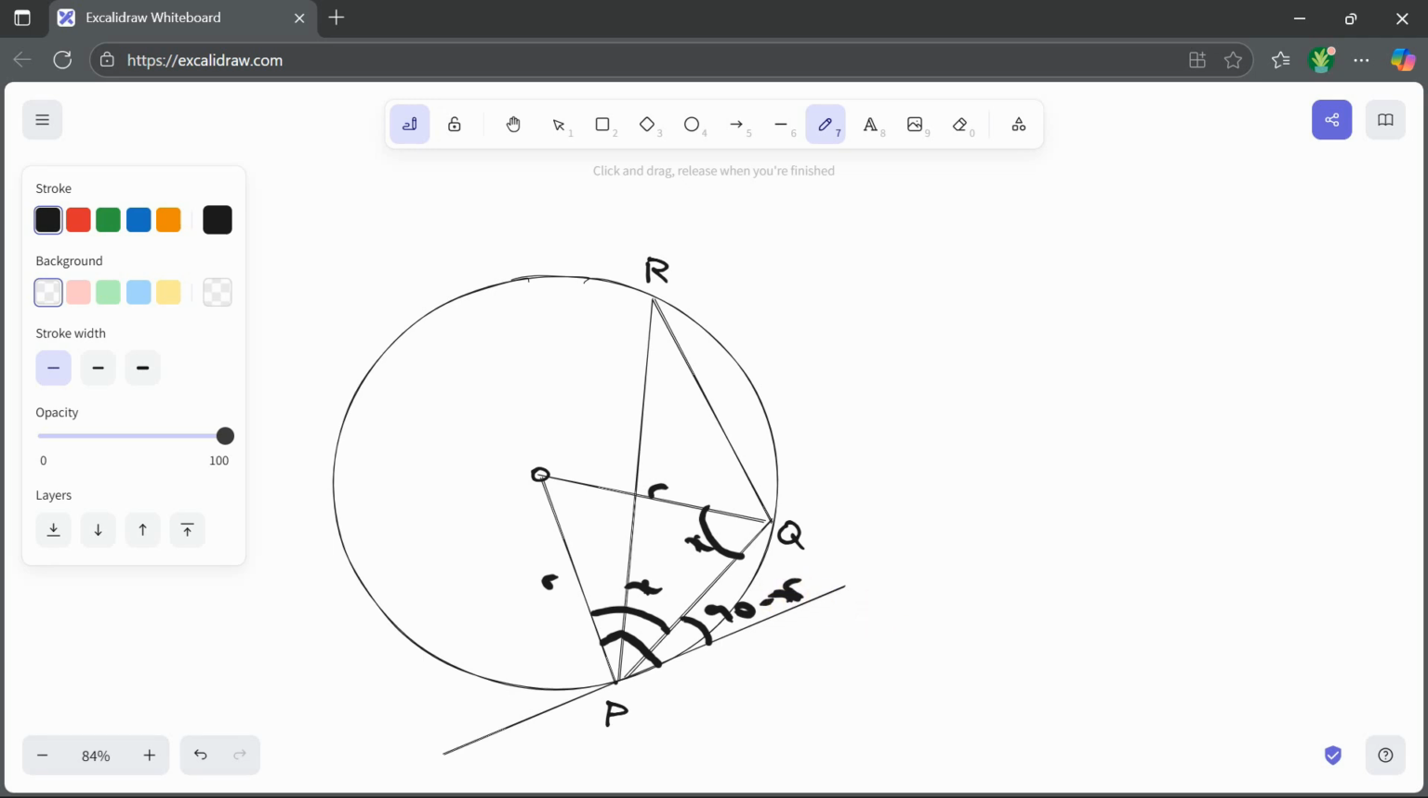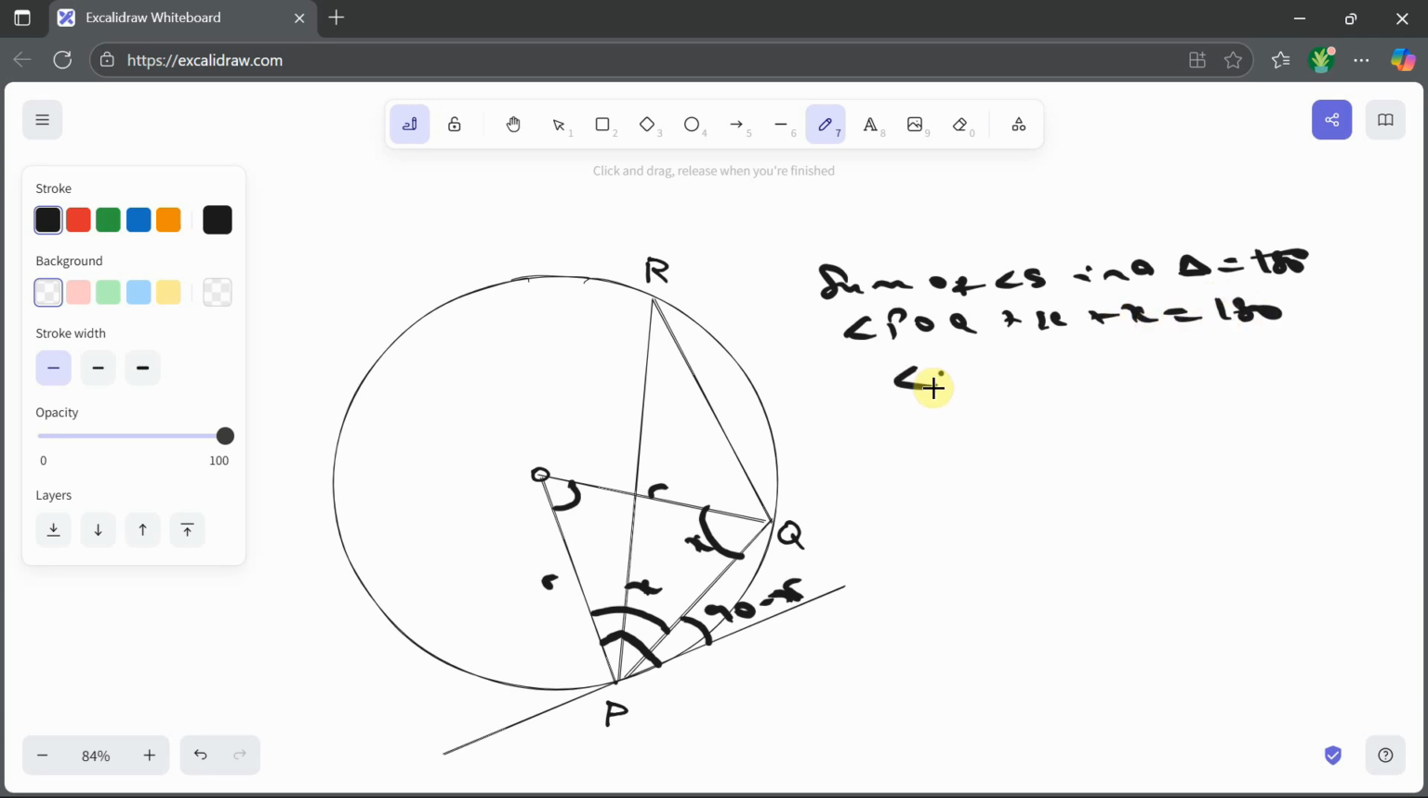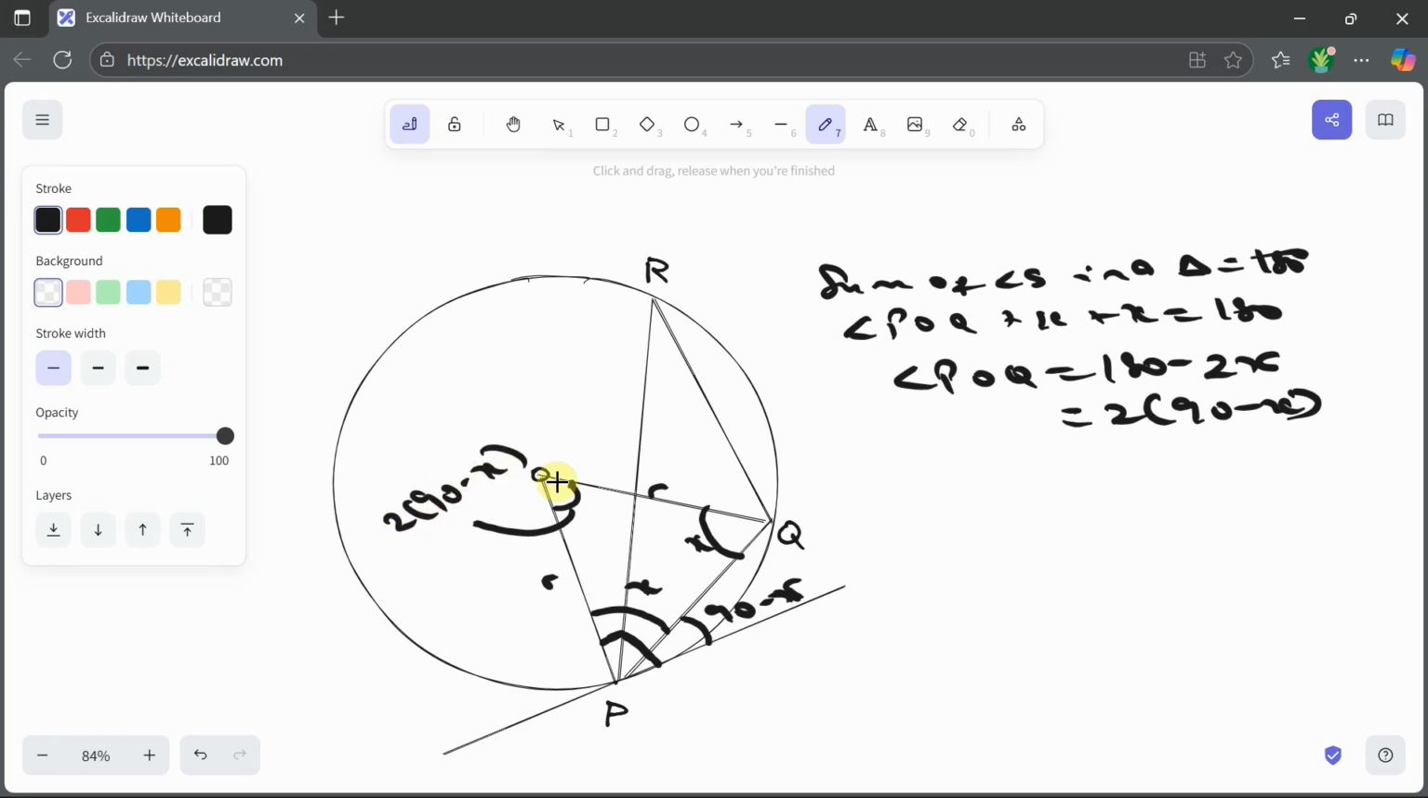Let me make that clear. Now this is x. This is x. This angle is unknown, but we know that the sum of angles in a triangle is equal to 180 degrees. So let me just say POQ plus 2x would equal 180. So angle POQ will be equal to 180 minus 2x, right? Or we could say 2 open brackets 90 minus x. Is that not it? So this angle here is 2(90 minus x).